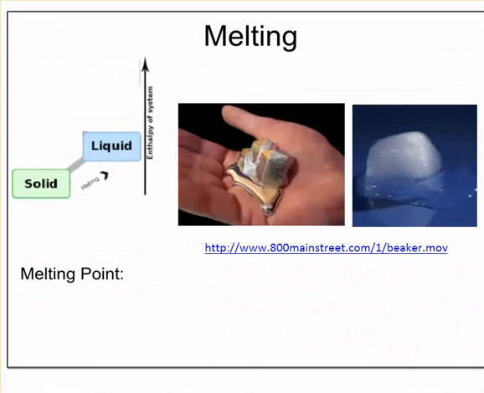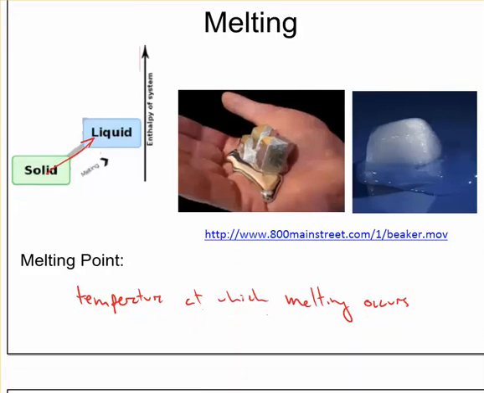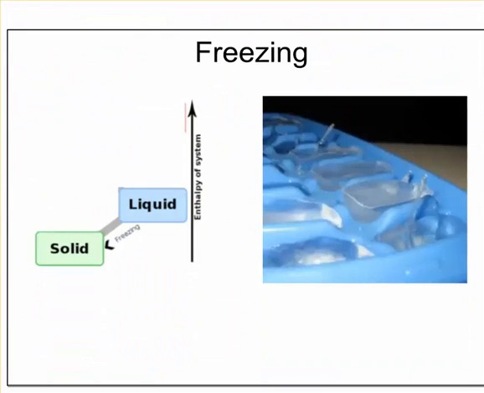Melting is the process of a solid turning into a liquid. That's increasing the enthalpy of the system. Melting point, just like the boiling point, is the temperature at which melting occurs. It's a little bit less pressure dependent, so not so dependent on the atmospheric pressure. Same idea, freezing, moving from a liquid to a solid, also happens at the melting point.